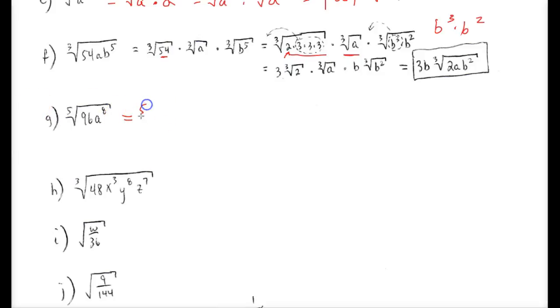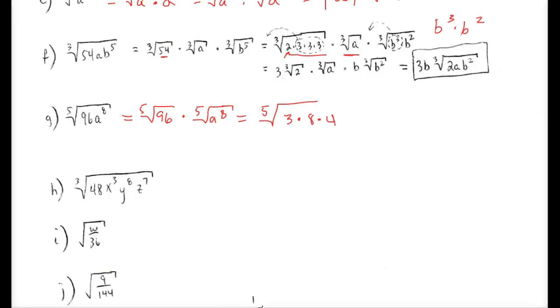So here we'll take the 5th root of 96 times the 5th root of a raised to the 8. Okay, and so here we need to know, how does 96 break down? One of the things that we know is that 96 is divisible by 3. So if we take 96 and divide it by 3, we should get 32. So we know that's going to be 3 times 32. Okay, but 32 is 8 times 4, so we'll just do that.